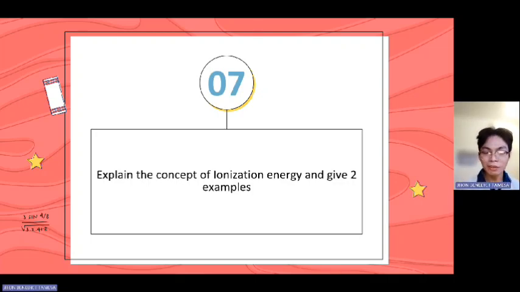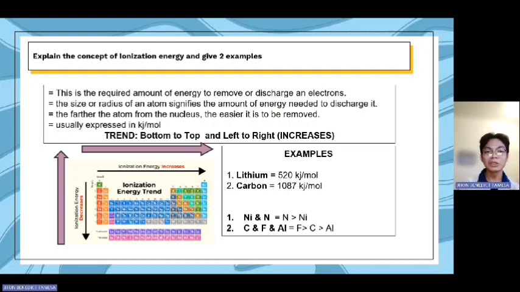So seventh question, explain the concept of ionization energy and give 2 examples. So ionization energy is the amount needed to remove or discharge an electron. Why do we need this? Basically, it is used to transfer electrons from one element to another. Then the size or radius of an atom signifies the amount of energy needed to discharge it. Next, the farther the atom is from the nucleus, the easier it is to be removed.